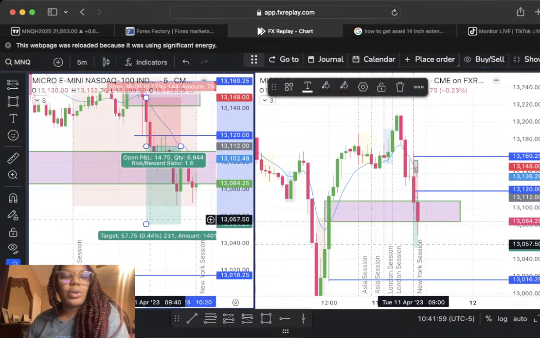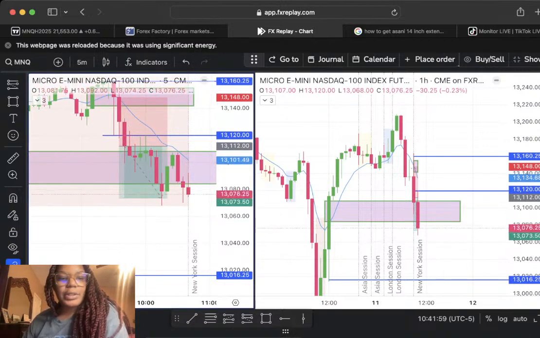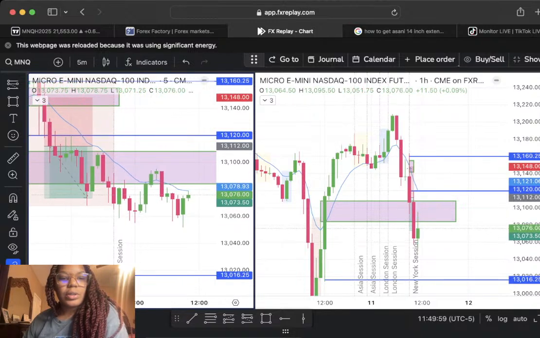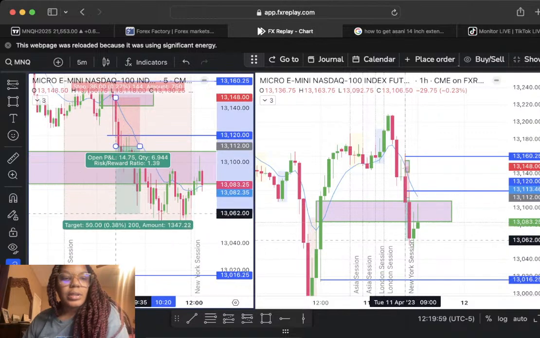Will we continue lower? I don't know. We had our full fill underneath the gap. Let's see if we continue lower to that hour draw. I mean, it did go a little lower for us. A few more ticks lower.